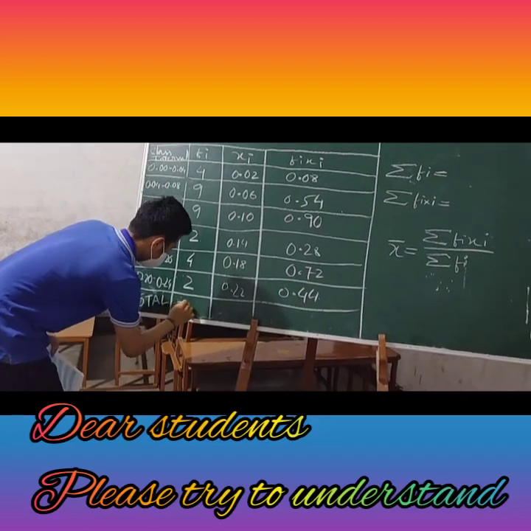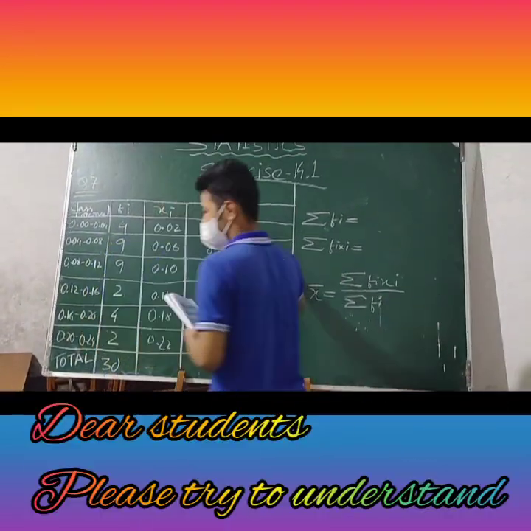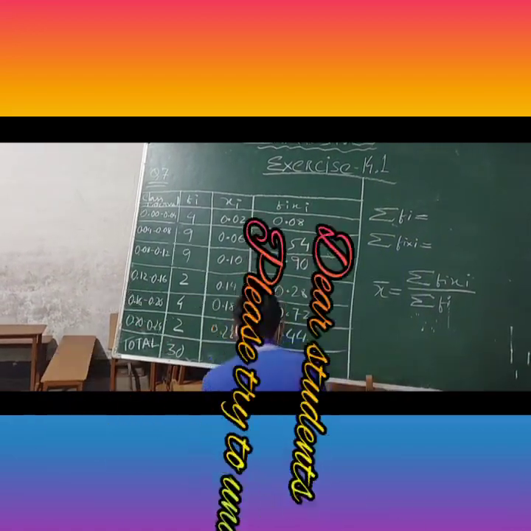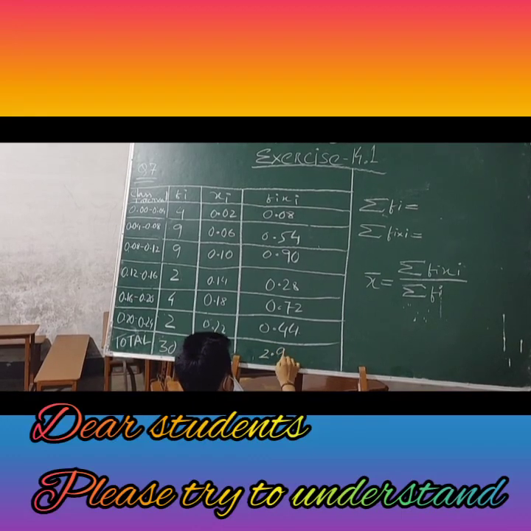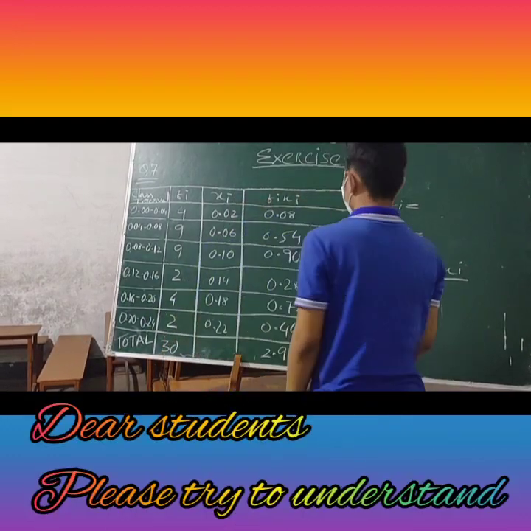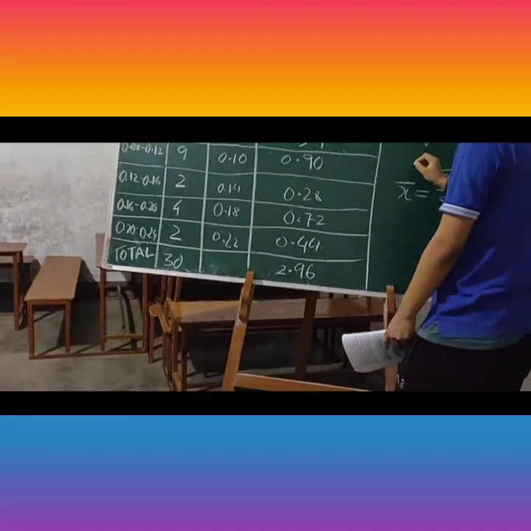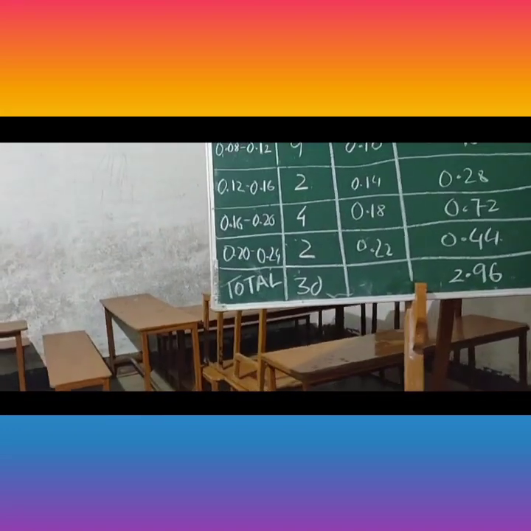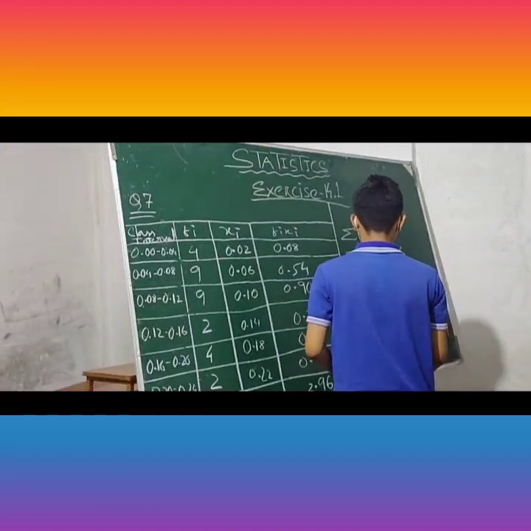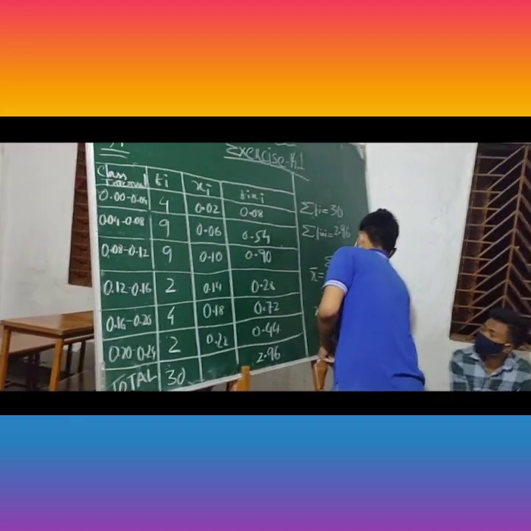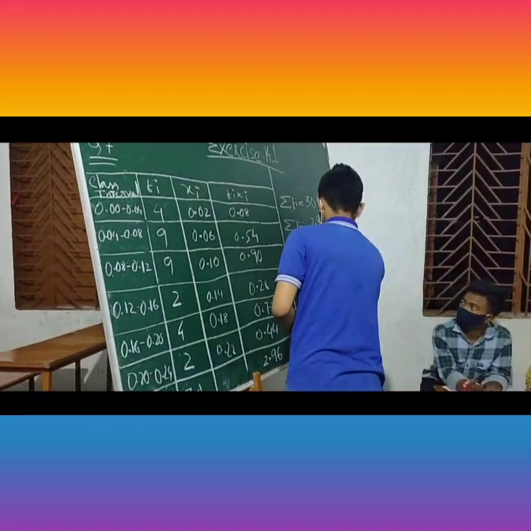Now adding up all the frequencies we get 30, and adding up all of Fi Xi we get 2.96. So 30 is called the sigma Fi and 2.96 is sigma Fi Xi. We can find the mean by dividing summation Fi Xi by summation Fi.